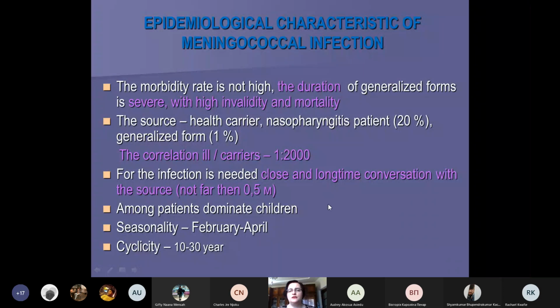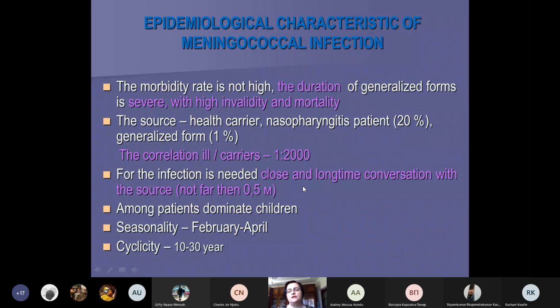The morbidity rate is not high. The course of generalized forms is severe, with high invalidity and mortality. The source is a healthy carrier, or nasopharyngitis patients, 20% of all possible, and the generalized form, yes, you see just 1%, and you see the correlation of ill to carriers, 1 to 2,000. That's why epidemiologically it can be very dangerous, and this one of 2,000 can lead to the generalized form that can be very, very serious.